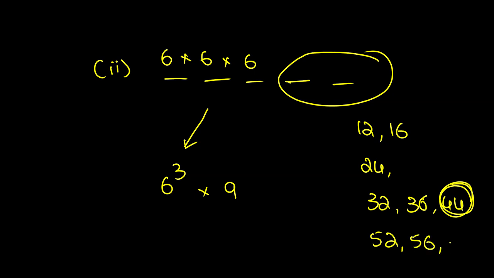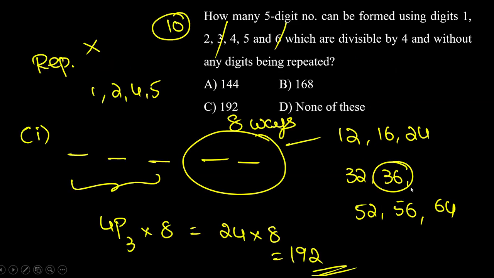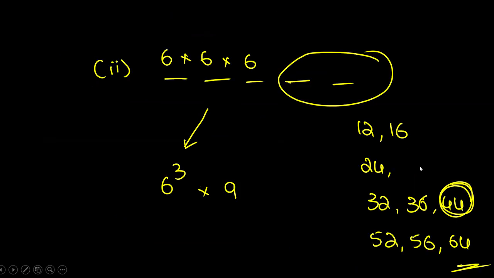Sir, I'm making mistakes because of that. Don't leave this topic. It's an advanced one, first of all, but still don't leave it. There is learning here. Fine, no problem. With repetition allowed, 44 is added. Previously it was 8, now 9 is the number of chances. So 6 cube into 9. Earlier it was 6 cube into 8.